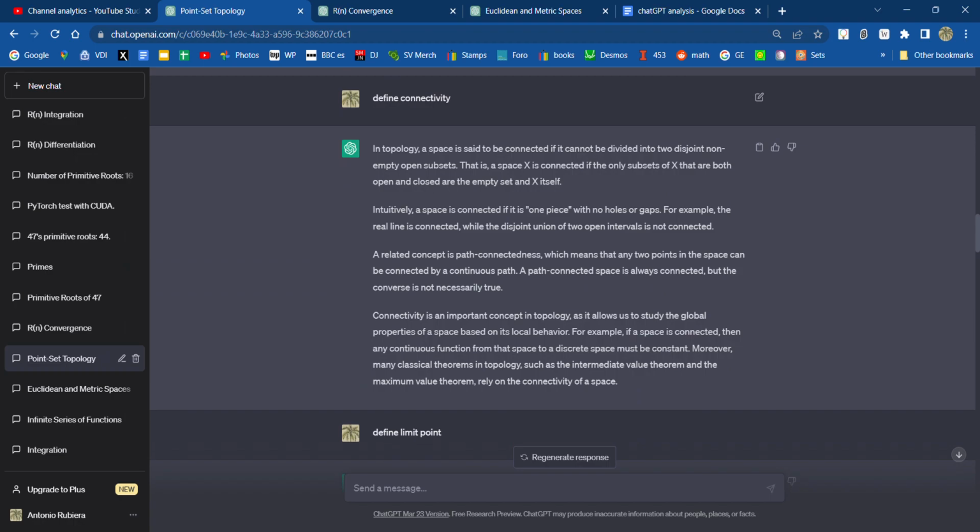Define connectivity. Of course, I've set it up already to be discussing topology, point set topology, and that's very important. I always ask the first question in a general way so that it sets up the framework for the discussion. If I asked to define connectivity by itself as a first question, it would probably ask me how to connect electrical equipment or something. Yeah, cannot be divided into two disjoint, non-empty, open subsets.